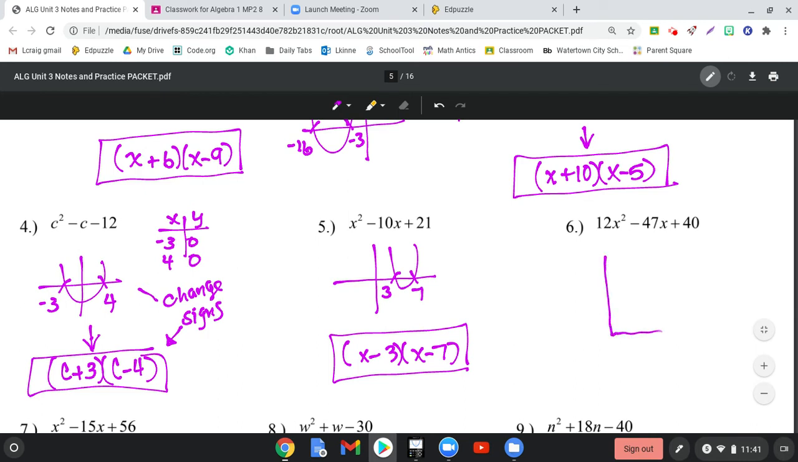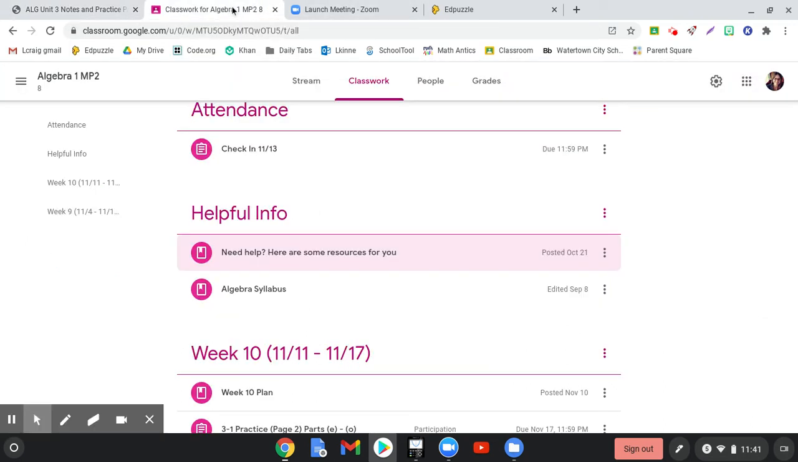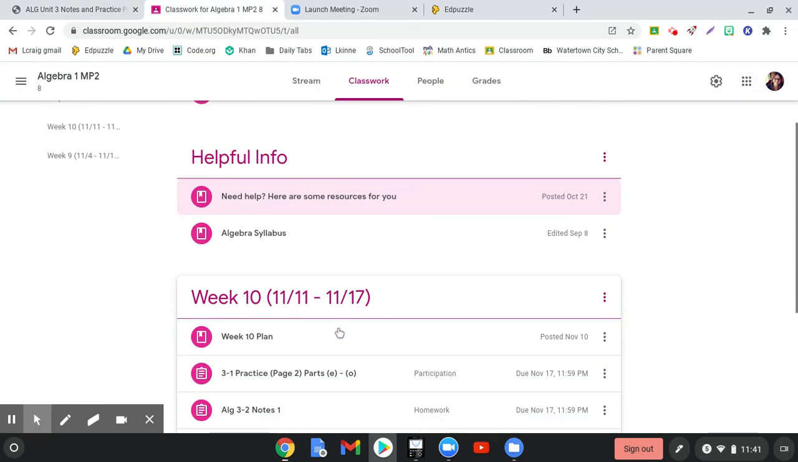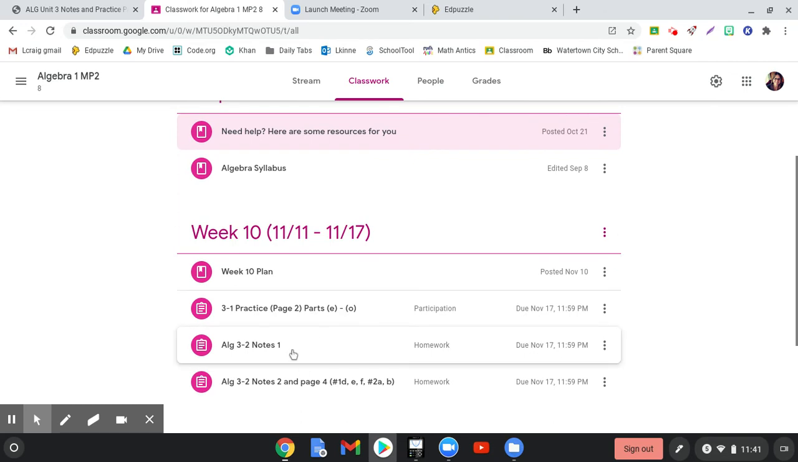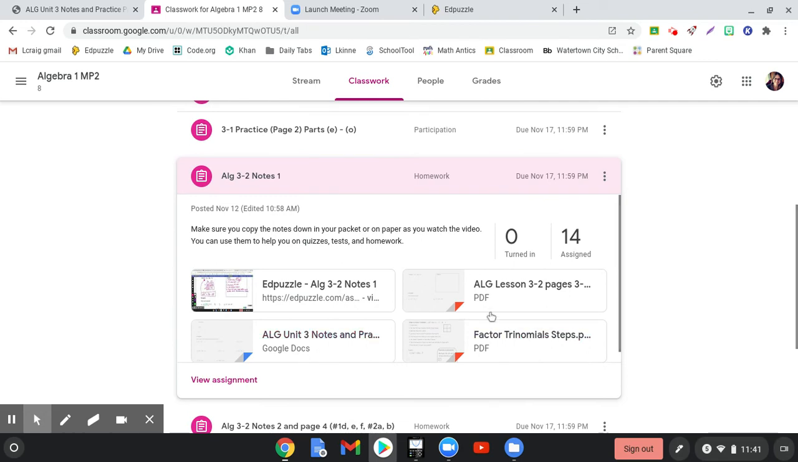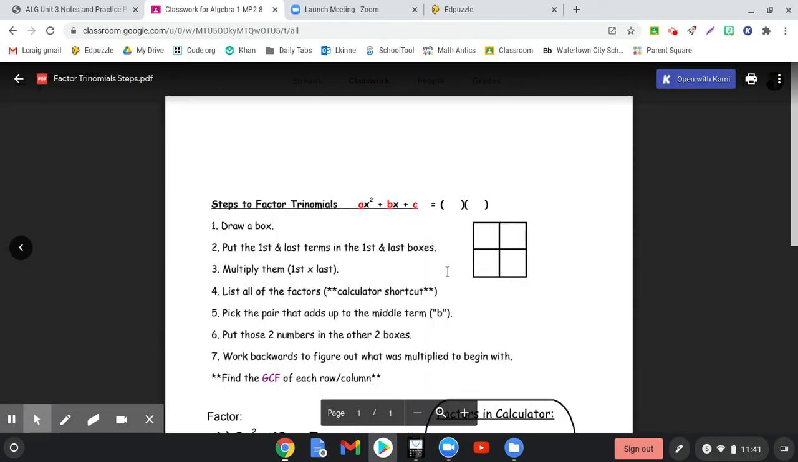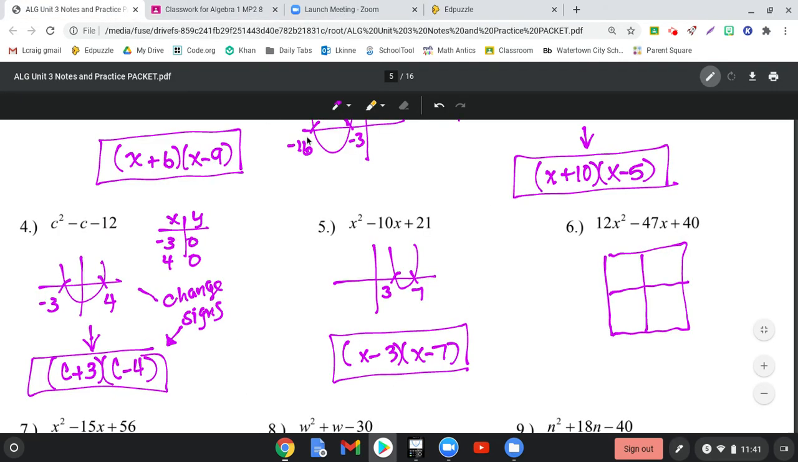If you need to, pull up your notes. And remember, use your notes. It makes it easier. If you go to either 3-2 notes 1 or 2, I put a copy of the steps, the factoring trinomial steps. If you click on this, you draw a box, you put the first and last terms in the first and last boxes, and you multiply them. All right, so let's go back to this.